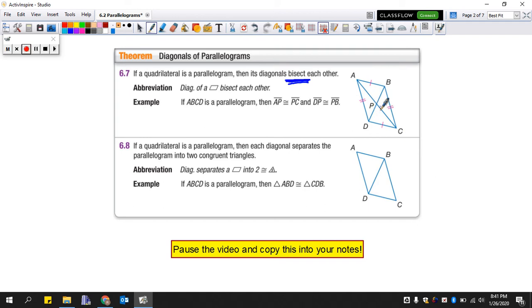The second theorem says that if a quadrilateral is a parallelogram, then each diagonal separates the parallelogram into two congruent triangles. That's what we touched on a little bit in the previous lesson when we were calculating the sums of the interior angles of a polygon. Pause the video and copy these two theorems into your notes as well.